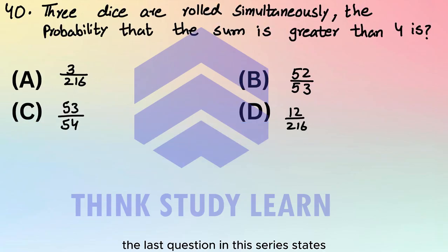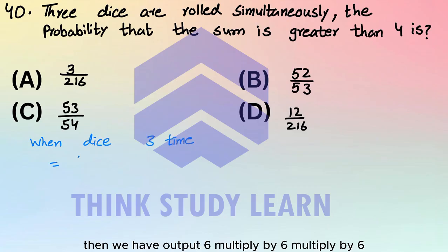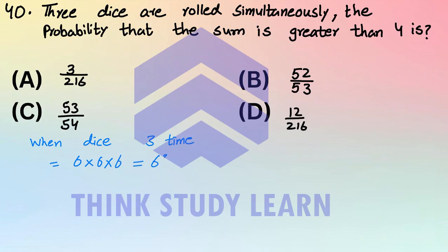The last question in this series states, 3 dice are rolled simultaneously. The probability that the sum is greater than 4 is equal to what? So we have to find the probability when the sum is greater than 4. So first find out when dice are rolled 3 times, then we have outcomes 6 multiplied by 6 multiplied by 6. 6 cube is equal to 216.